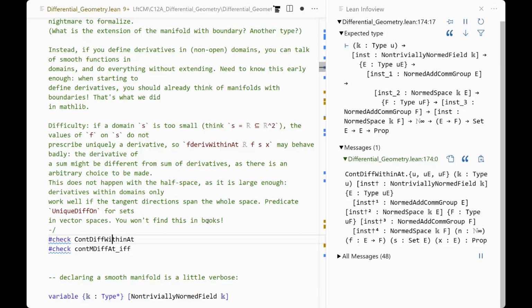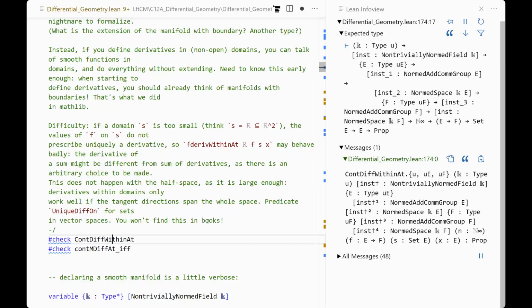One thing you have to watch out for when doing this is that if the set you're considering is too small, your derivatives might not be unique anymore. For example, if H would just be a line in R2, then the derivative of a function on a map with domain H is well defined in the direction of H, but it's not defined at all in the direction perpendicular to H.